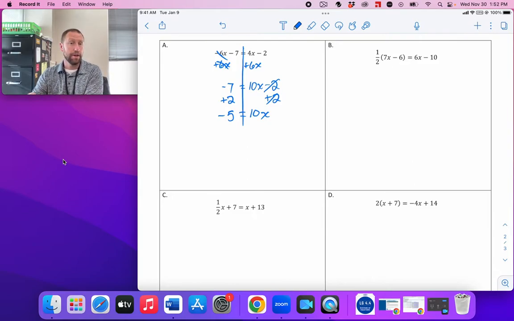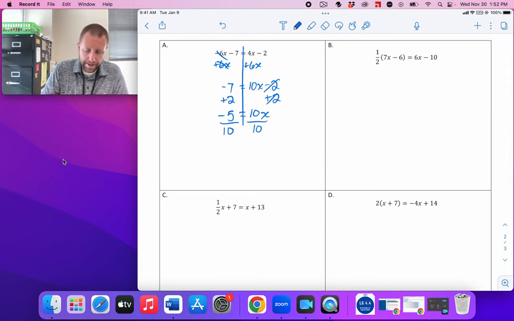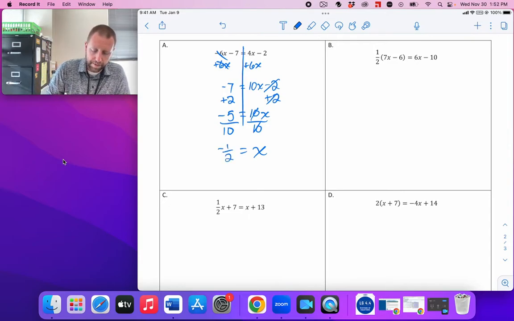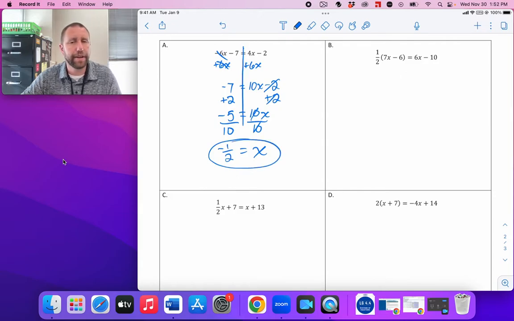Finally, our other strategy that we wrote down on the previous page was if there's a number in front of x, you divide to get rid of it. X is being multiplied by 10 here, so I'm going to divide by 10. When I divide by 10, x is by itself on the right-hand side. I just need to simplify the left-hand side. Negative 5 divided by 10 is negative 1/2. That simplifies to negative 1/2. If you type that into your calculator, it gives you negative 0.5.